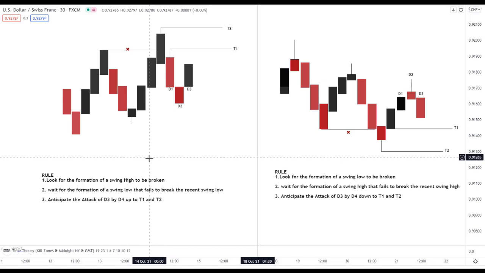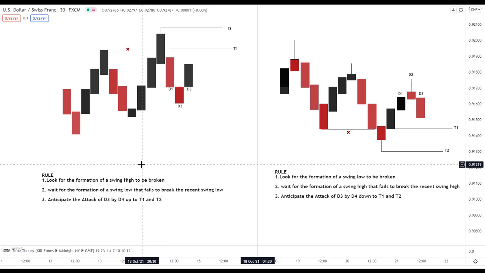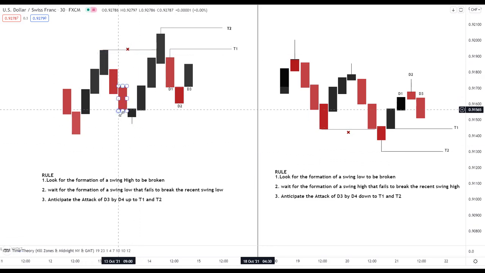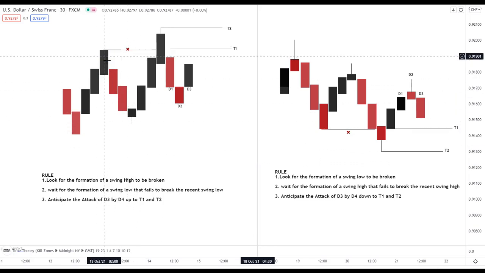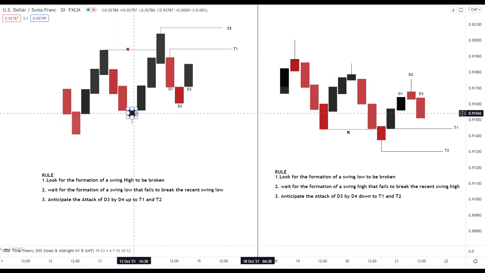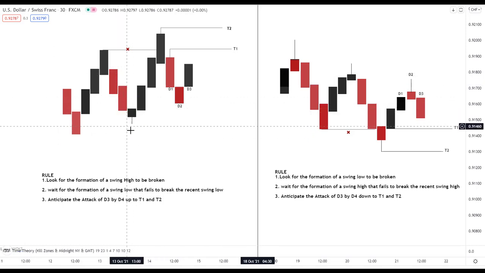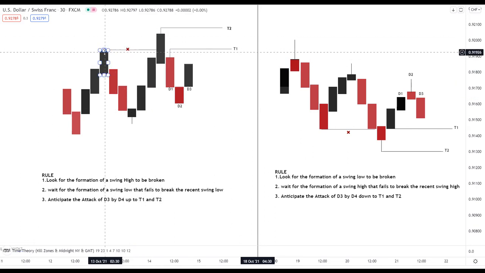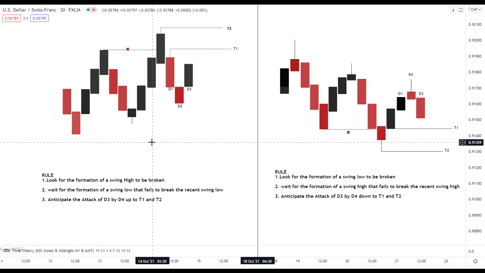Look for the formation of a swing high for a rallying market, that is, and we want that swing high to be broken. If you look at this, price pushed lower into this discount area and back again, it went all the way here. It broke the high. Now we have the previous high broken.